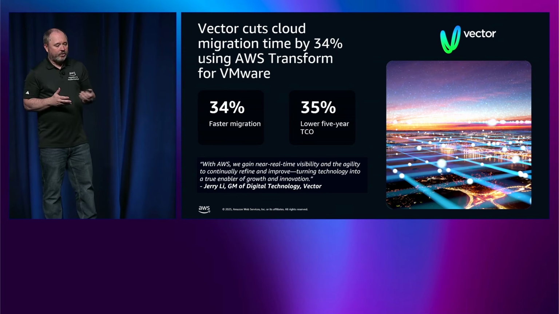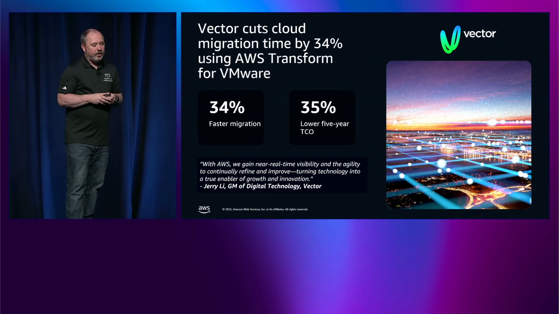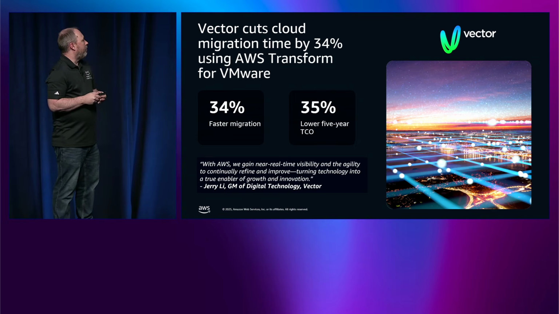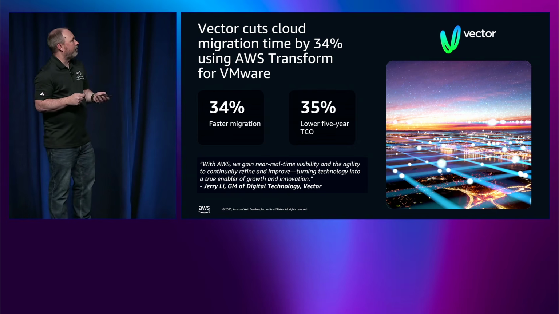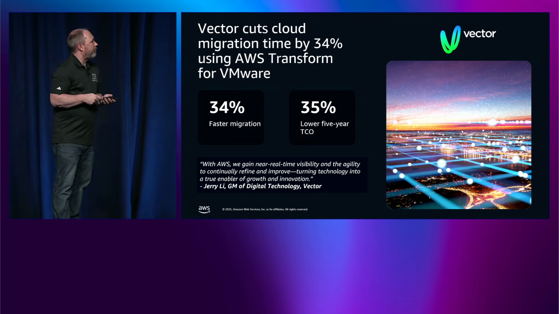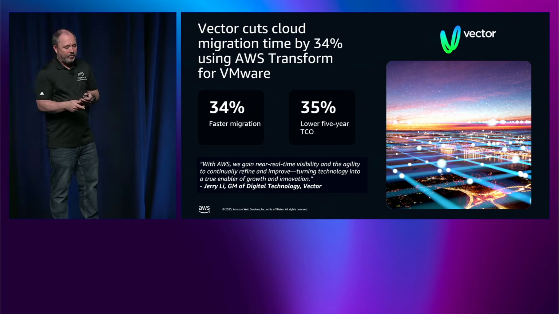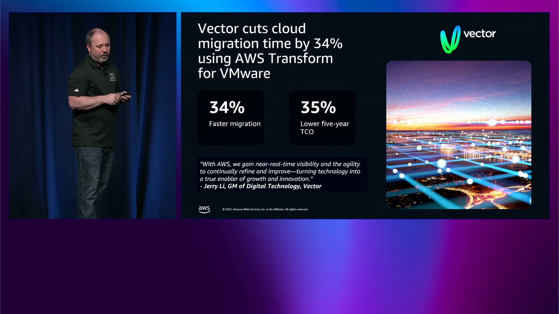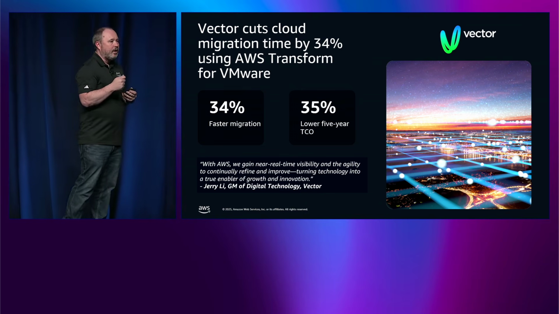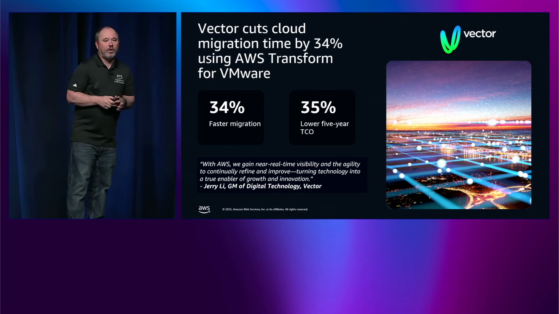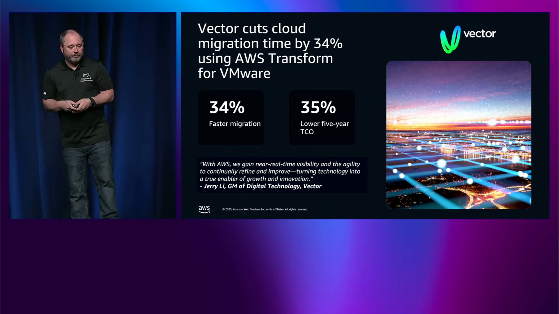The second is Vector. Vector is a utility company in New Zealand. They used Transform to accelerate their migrations 34% faster, and they reduced their TCO by 35%. You can see there's a great quote here about using Transform to continually refine and improve their migration process as they continued to go faster and faster.